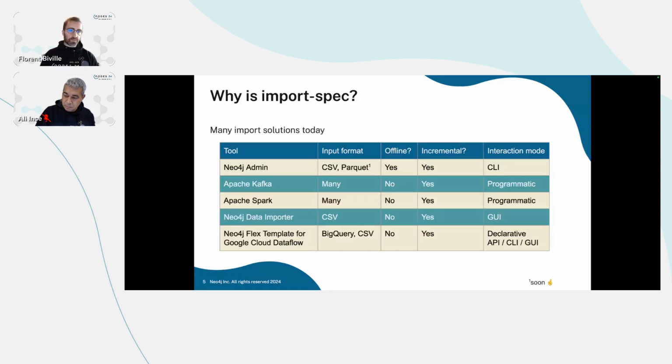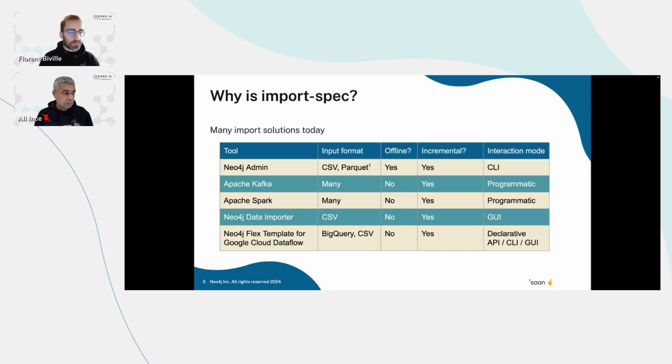But the first important bit is, why do we even talk about it today? We work in the connectors team, so we are quite aware of the landscape in general to move data from Neo4j or to Neo4j. And so this table here is far from being exhaustive, but it shows just a few possible solutions.